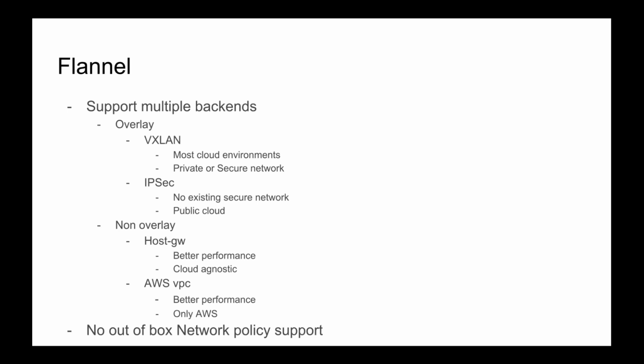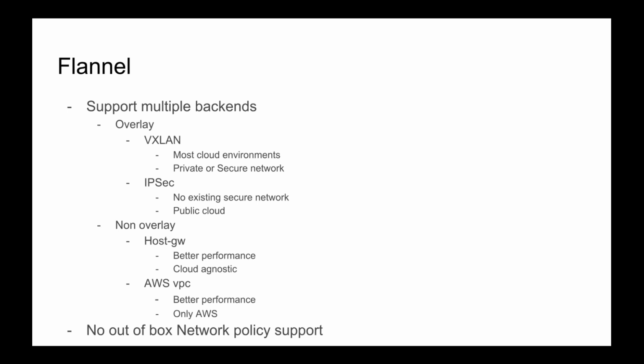Now, some of the examples of these network plugins are Canal. Flannel is one of the most popular ones. It supports multiple backends. It supports both overlay and non-overlay options. Some of the most popular backends are VXLAN and IPsec. Now this VXLAN is used in most cloud environments, and it's used in an environment where your underlying network is either private or pretty secure.